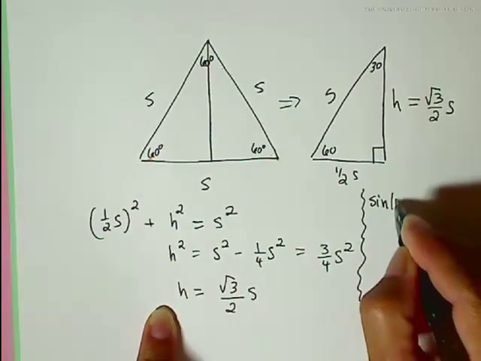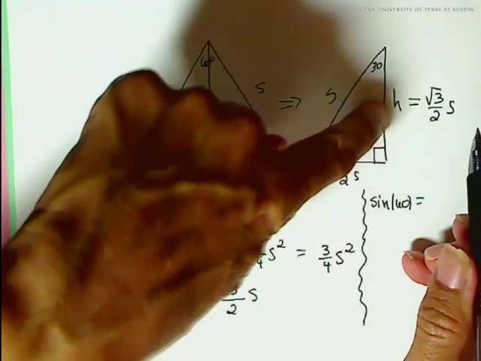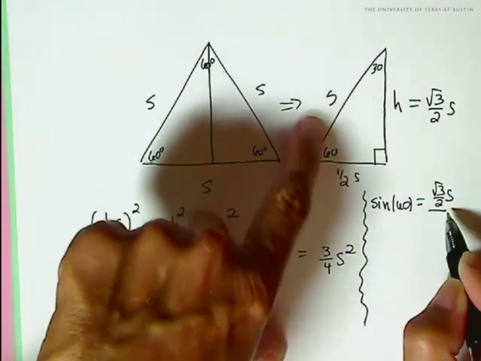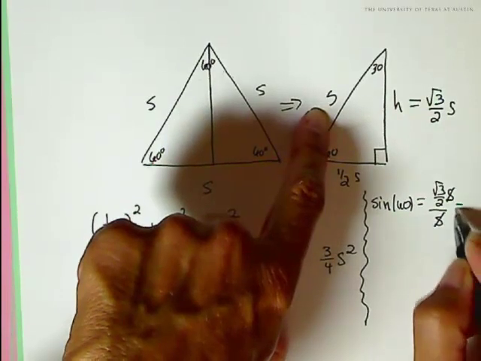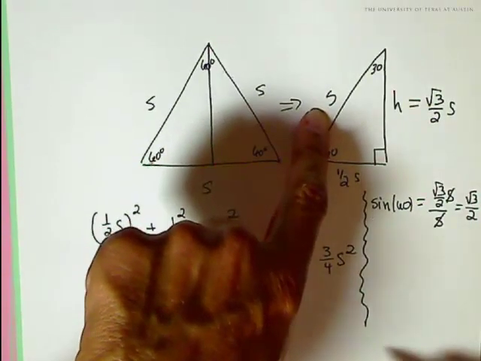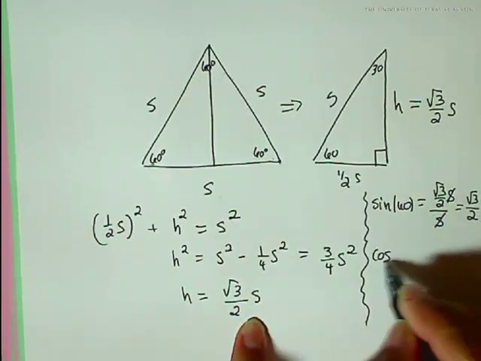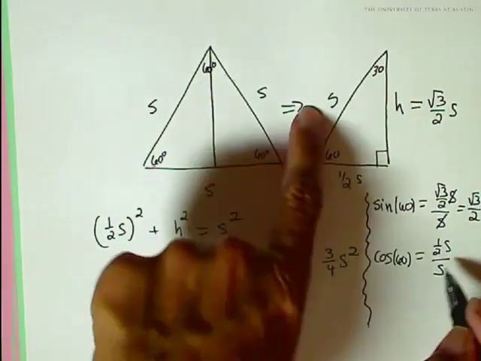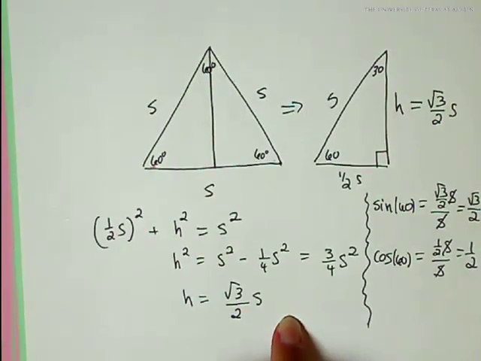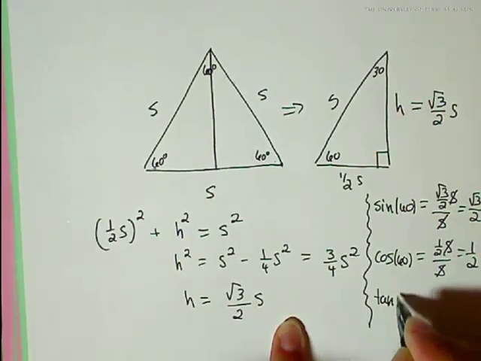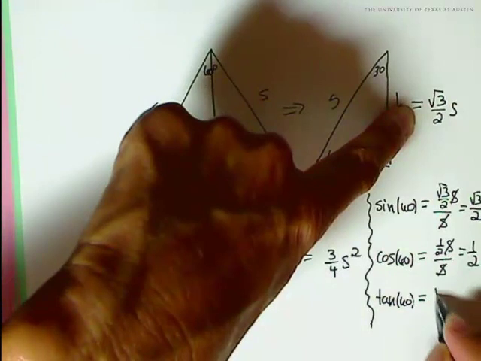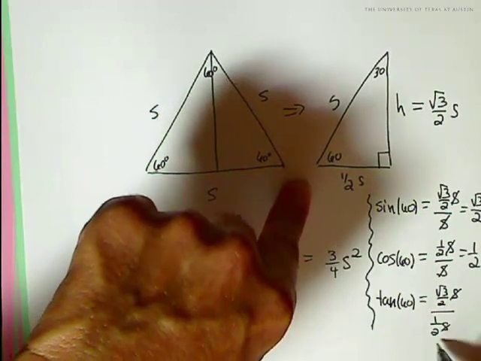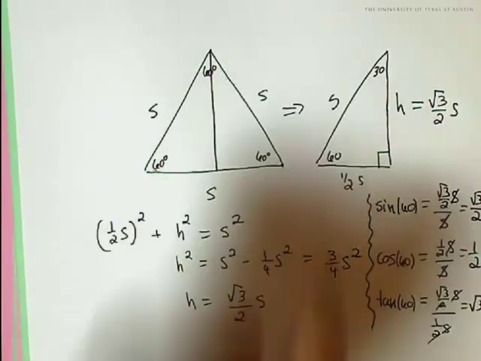So the sine of 60 is going to be equal to h over s, or the square root of 3 over 2 s over s. Those will cancel, and I'm left with the square root of 3 over 2. All right, the cosine of 60 is going to be equal to 1/2 s over s, this side over this side, or just 1/2. The tangent of 60 is going to be equal to this side, the square root of 3 over 2 s, over 1/2 s, which equals the square root of 3.